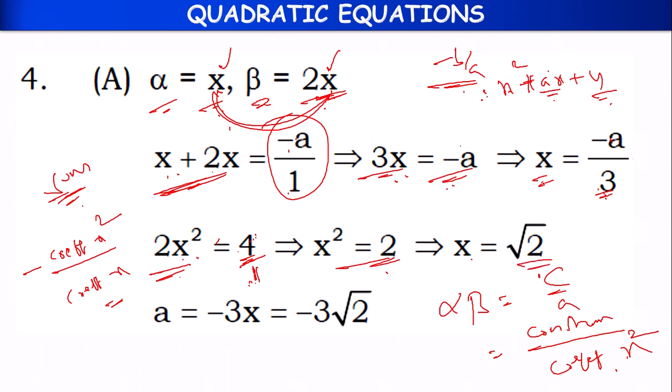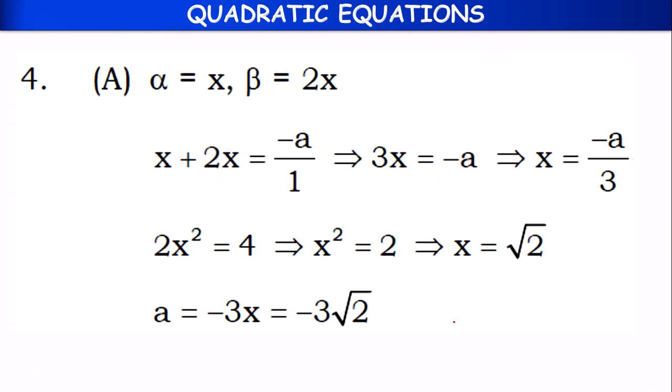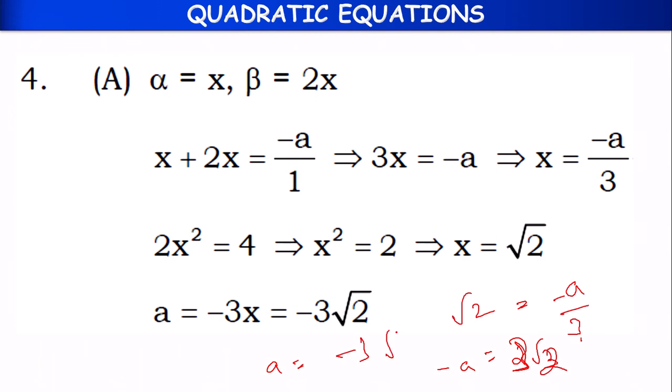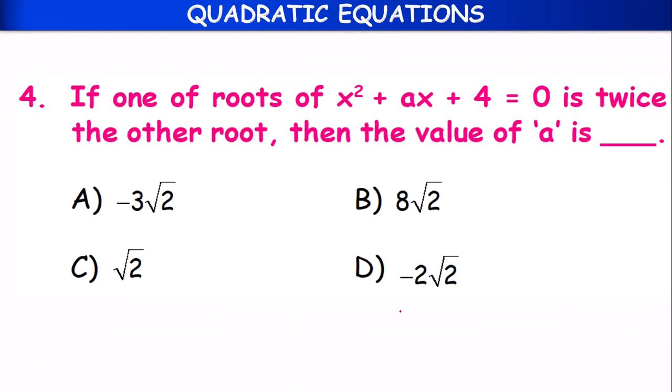We got x equal to minus a by 3 and x equal to root 2. If we equate these two, what will we get? We will get root 2 equal to minus a by 3, or minus a equal to 3 root 2, or a equal to minus 3 root 2. So a value, children, is minus 3 root 2. A option is the solution.